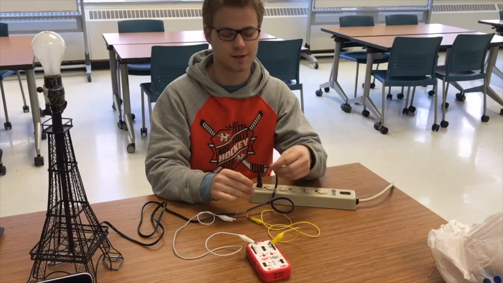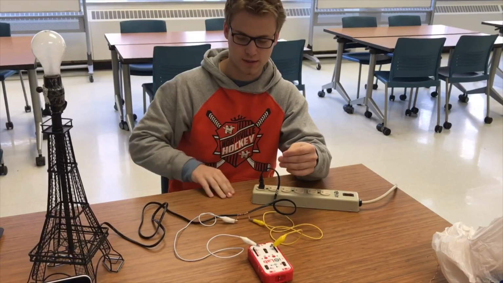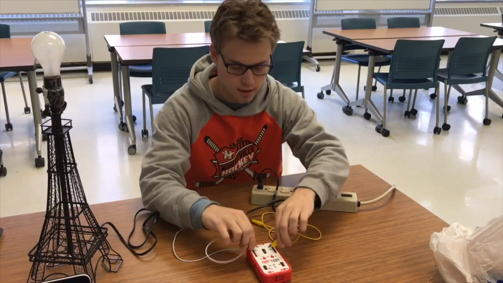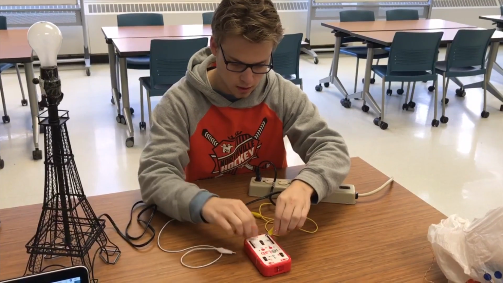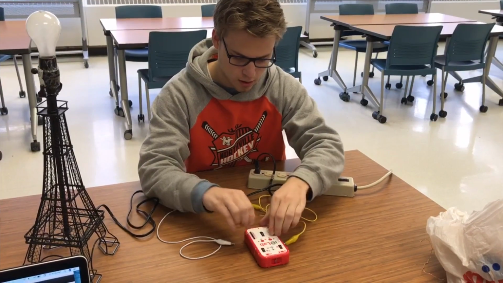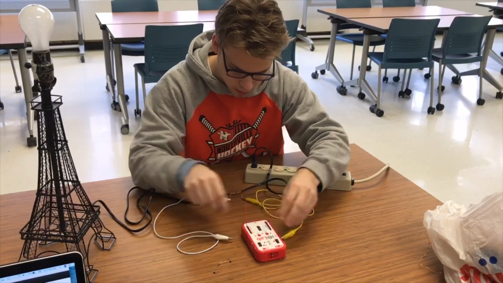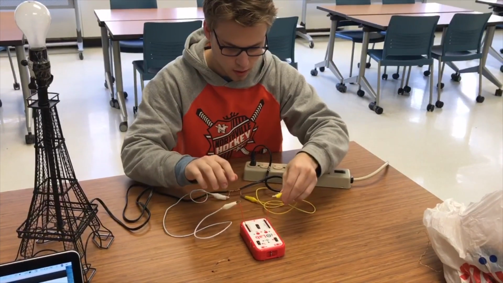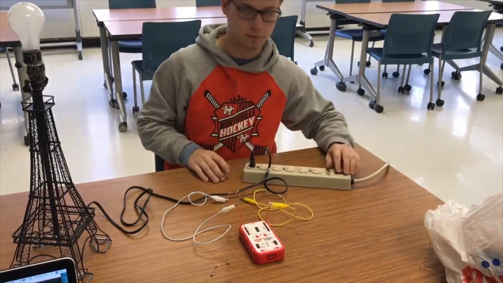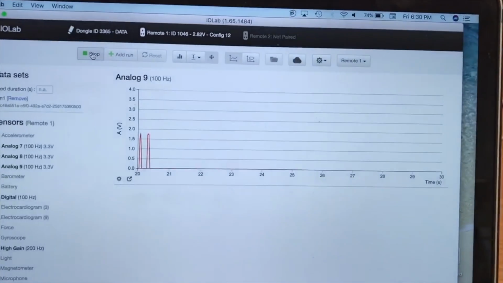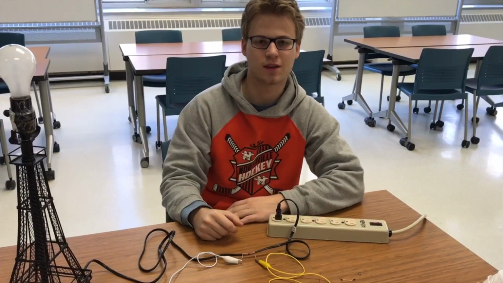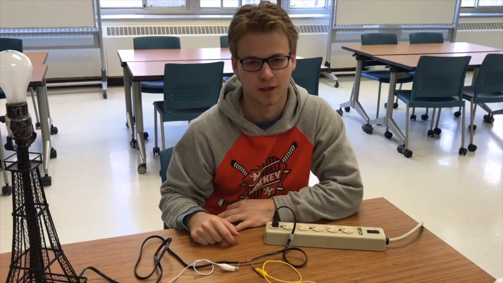Okay, that didn't work, so let's try to measure voltage instead using the same setup. And flip the switch. So interestingly, we got voltage data but not current data.